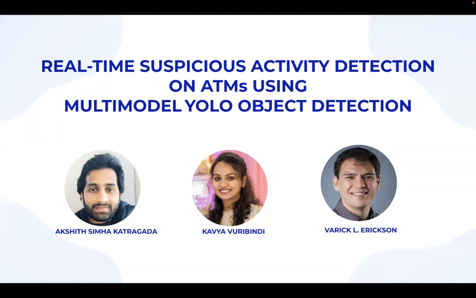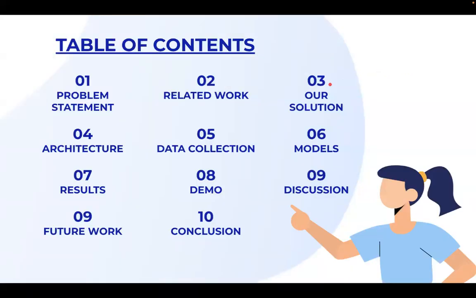Today we are here to present our paper titled Real-Time Suspicious Activity Detection on ATMs using Multimodel YOLO Object Detection Algorithm. First, we'll see the problem statement that we are trying to solve, and then we'll go through the related work, and then see what our proposed solution is to this problem. We'll then discuss the architecture that we used, the data that we collected, and the models that we built with their respective results. There's a short demo video as well at the end, so please stay tuned for that. And we'll then discuss the paper that we wrote and the future scope of this project. And finally, we conclude it.